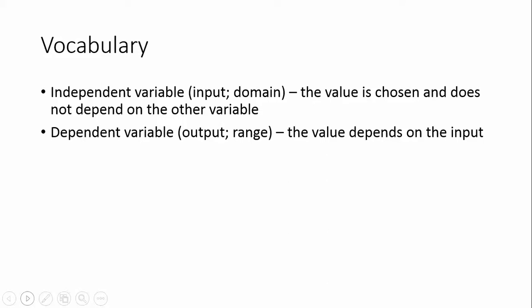The dependent variable, or the output or the range, means that the value depends on the input. So once you plug the input in, or the independent variable, your output is then the dependent variable. It was dependent upon the input. Please make sure you're writing these down.